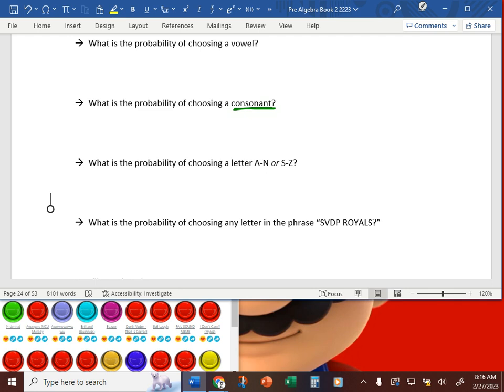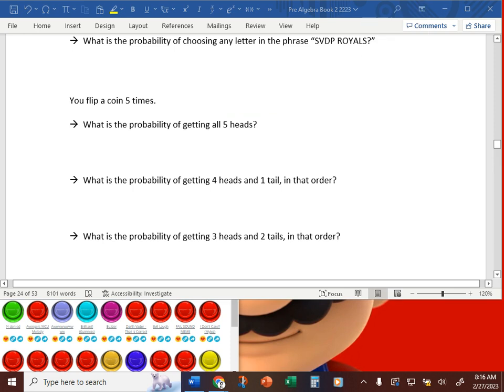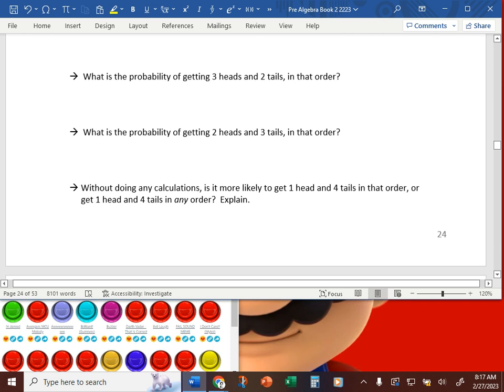What is the probability of choosing a letter A through N or S through Z? That word "or" connects them, right? And then finally, what is the probability of choosing any letter in the phrase SVDP Royals? Then we are flipping a coin 5 times. What is the probability of getting all 5 heads? What is the probability of getting 4 heads and a tail in that order? What is the probability of getting 3 heads and 2 tails in that order? And a couple more questions to do.